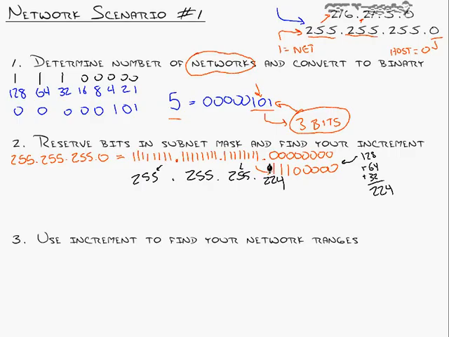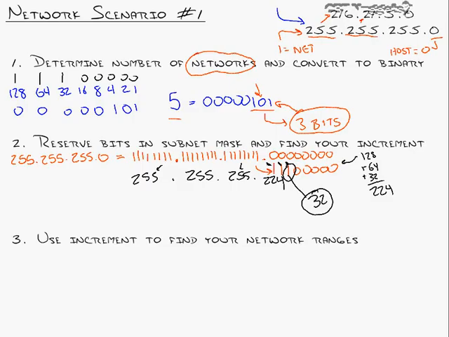So look at our network bits. Right here, this is a 128, right? 64 in decimal. 32, that is our lowest network bit converted back to a decimal number, 32. That is our increment. So with that in mind, we can move to step 3, which says, use the increment to find your network ranges. This is where the subnet mask becomes meaningful to us.